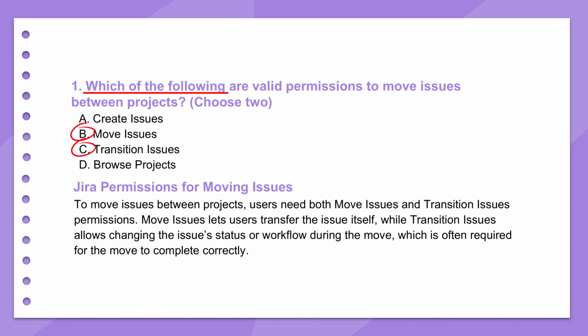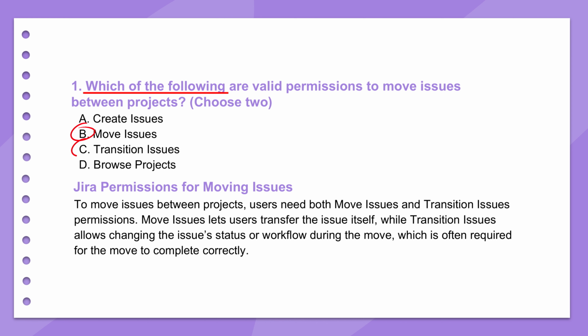Yeah, that's a really common point of confusion. It boils down to how Jira handles workflows. Moving an issue isn't just changing its location. It often involves changing its status, fitting it into the new project's workflow. So the Transition Issues permission is what allows the system to actually perform those necessary status updates or trigger the right workflow steps when it lands in the new project. They're kind of linked. Got it. So it's about the whole life cycle, not just the physical move. That makes a lot more sense.